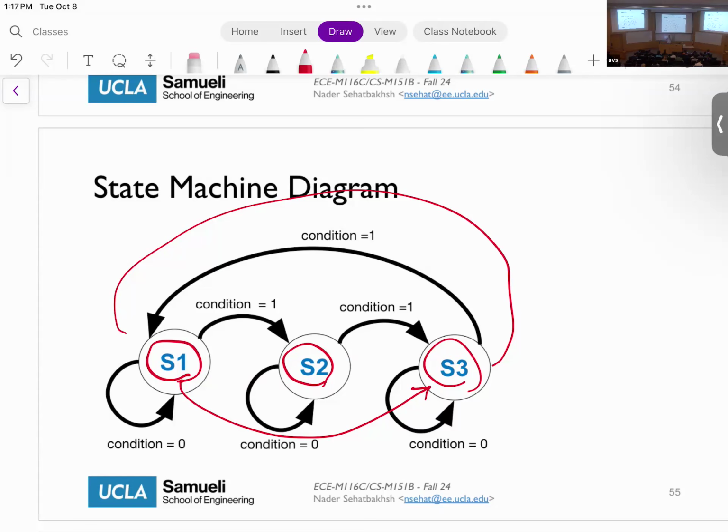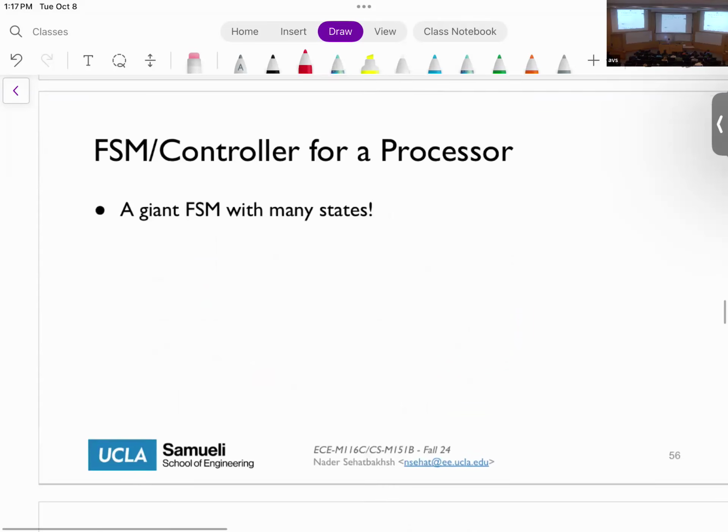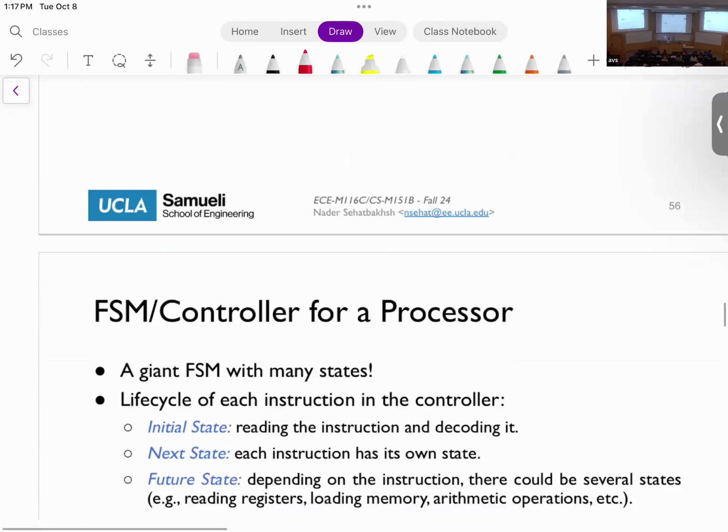And then in each state, you need to provide some output. So you create some control signals at any given state, okay? This is how we're going to design this, all right? For the processor, think about this as a giant state machine, right? Many states, many different signals, and so on and so forth. The more complex your processor is, the more complex your FSM becomes, okay?